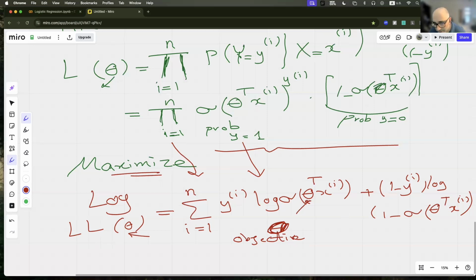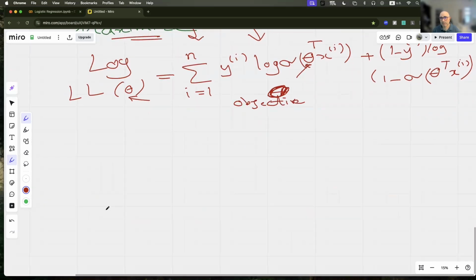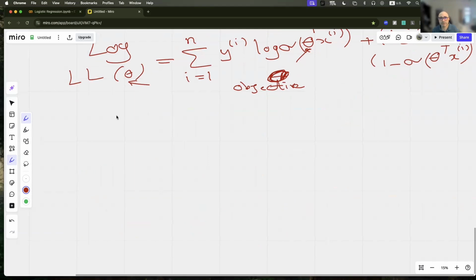Again, the reason they do that is that it is a lot easier to take the derivative of it. So we're going to use gradient descent to take the derivative, and the outcome would be linear, very easy to do. In order to find the optimized theta, they are going to use gradient descent.